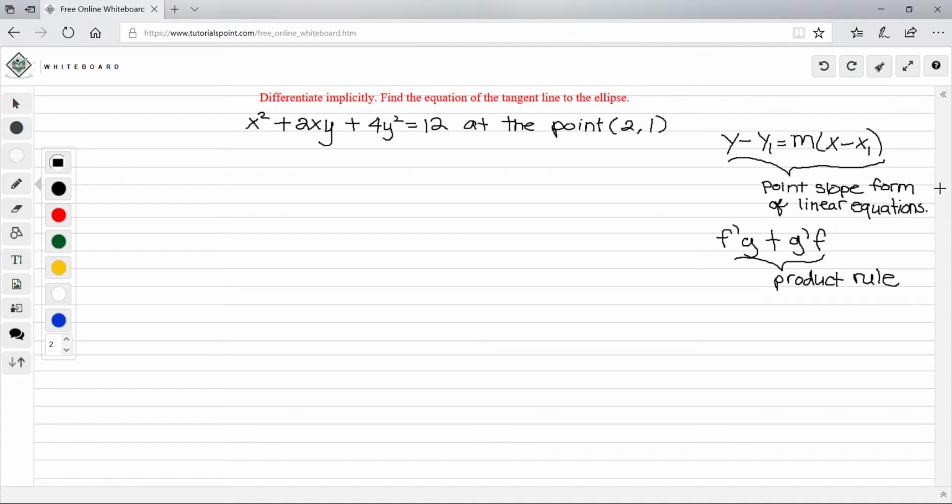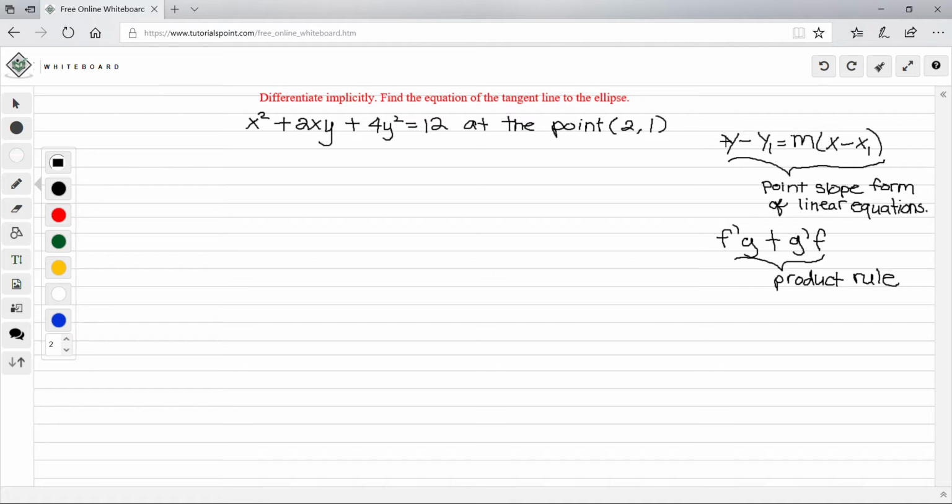So basically, we've got to find what y equals, or dy/dx. So they give us x squared plus 2xy plus 4y squared equals 12. These are the formulas we're going to use. We're going to use the point-slope form and then the product rule.